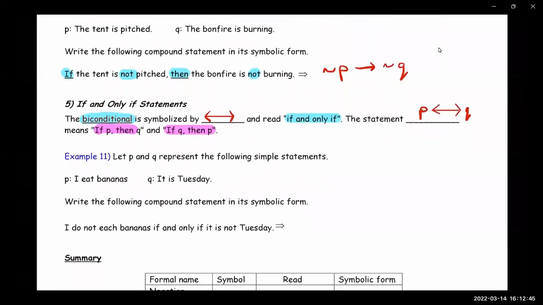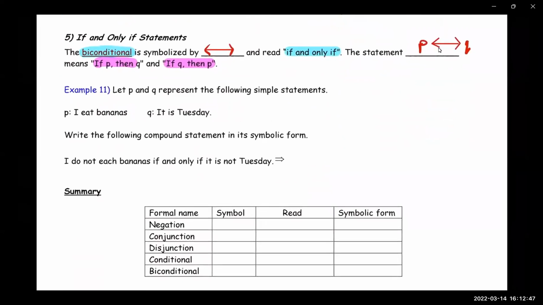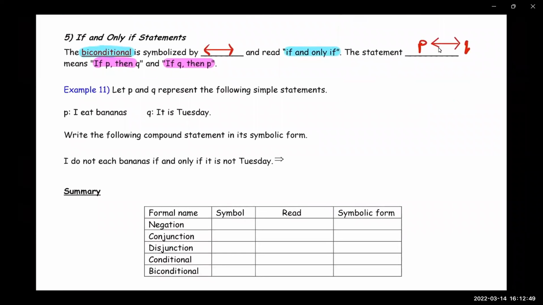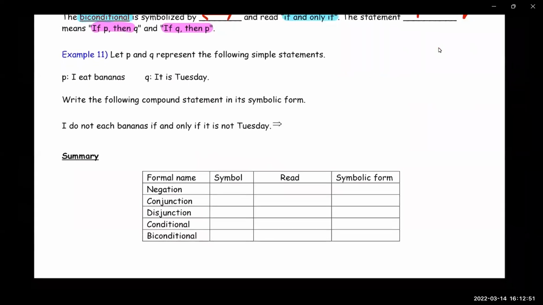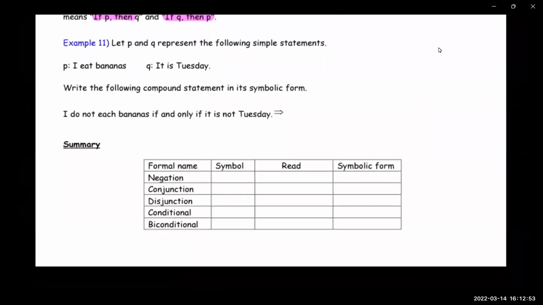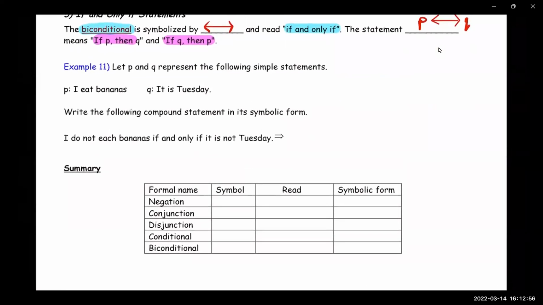Okay, so let's look at an example. Now let P and Q represent the following statements: P is "I eat bananas," Q is "it is Tuesday." Write the following compound statement in its symbolic form: I do not eat bananas if and only if it's not Tuesday. I think that's a typo, it should say "I do not eat bananas."